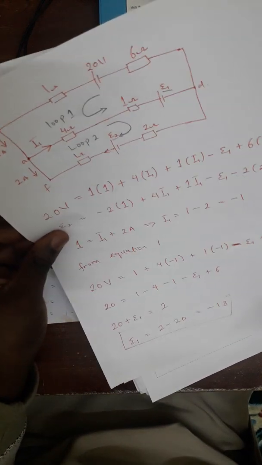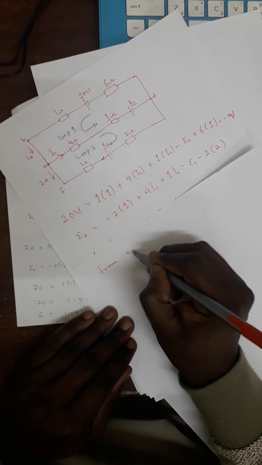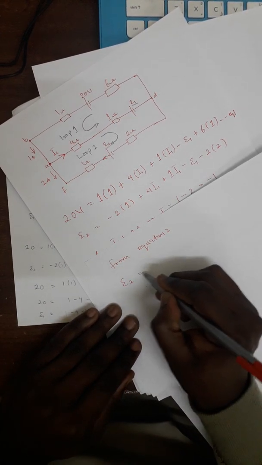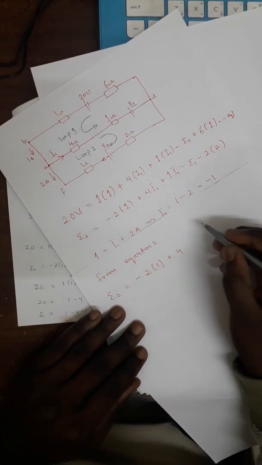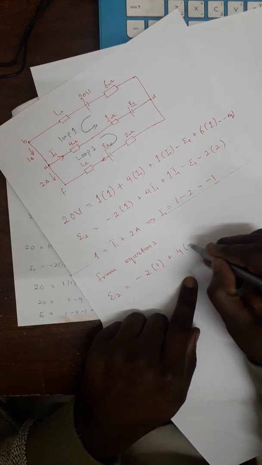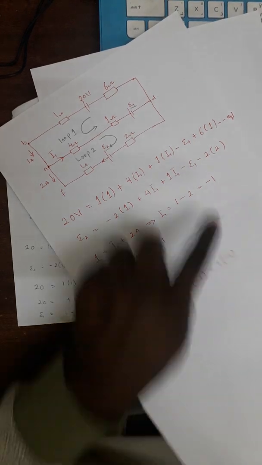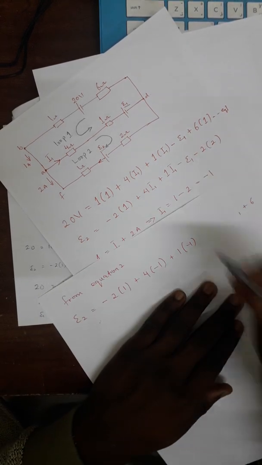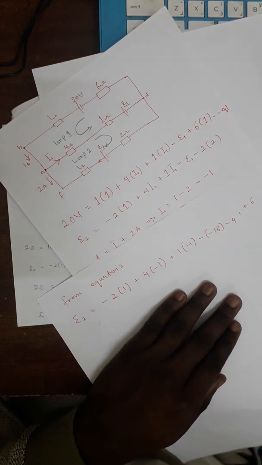Okay, so let's go to the second equation so we can get our E2. I say from equation 2, what do I have? I have E2 is equals to minus 2 into 1 plus I know my I1 is negative 1, minus 1 plus, my I1 is still negative 1. Then my E1 is negative 18. I hope you can see. My E1 is negative 18. So I have negative again into minus 18 minus 4.